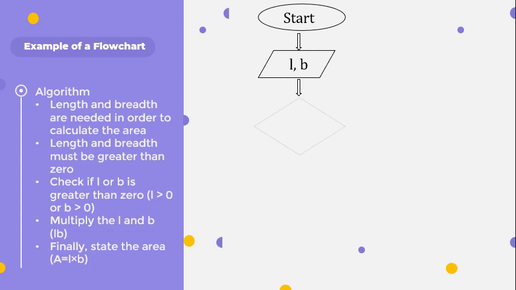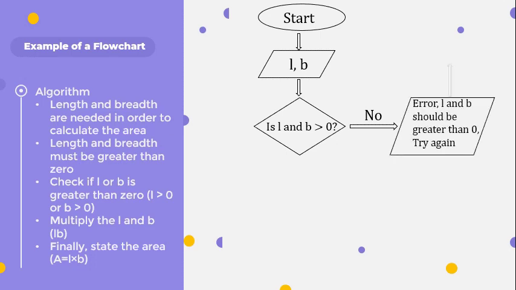The next step, we want to make a decision. Which decision are we making here? We want to check if L is greater than 0 and B is also greater than 0. So we are checking. What if one of these is less than 0? What will happen if we say no to this question? Then we have to show the user an error message. There is no way L and B should be 0 or less than 0. They have to be greater than 0, so you have to try again. If one tries again, where are we taking them? We are taking them back to the input where they have to enter the values.